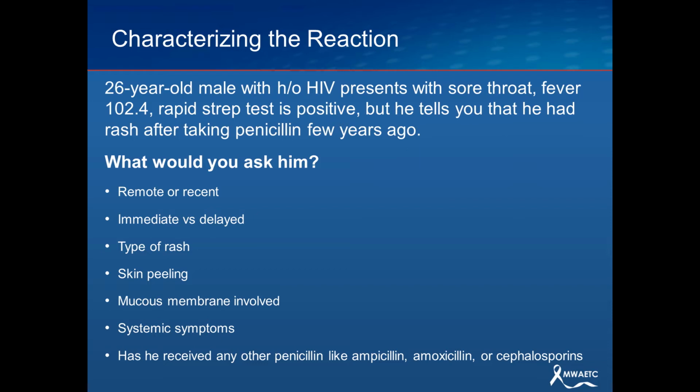I'm not going into details here because the next two slides will talk about immediate and delayed reactions. It's also important to know whether they had any mucous membrane involvement, because severe cutaneous drug reactions like SJS, TEN, and DRESS syndrome do involve mucous membranes and can have severe complications, and whether there were any systemic symptoms. If a patient had hives along with any type of systemic symptoms, it indicates anaphylaxis, hence it's important to know.